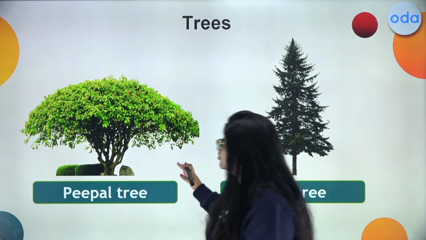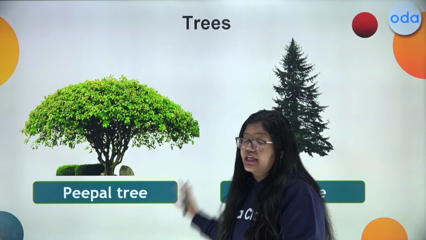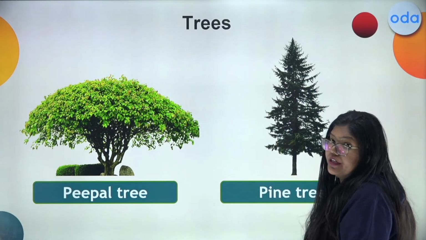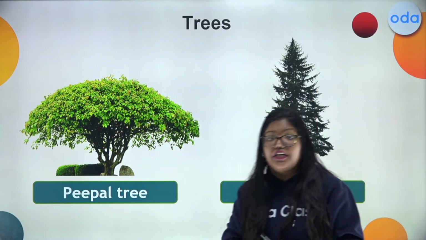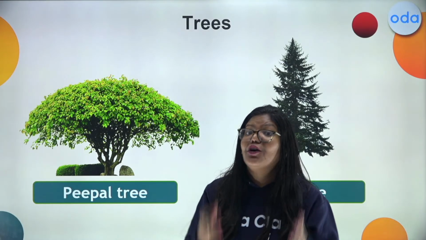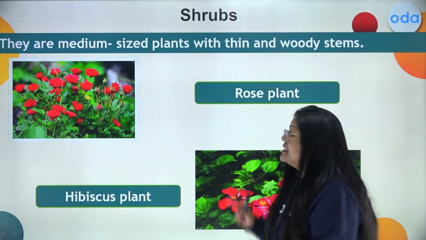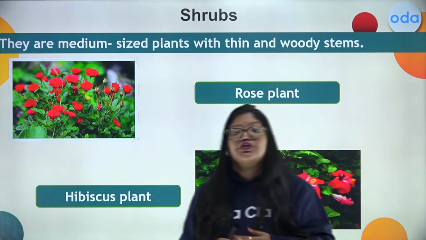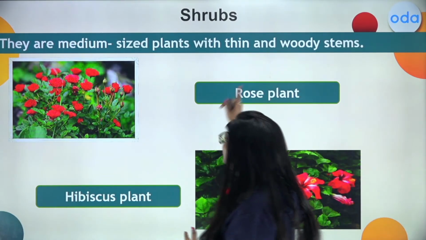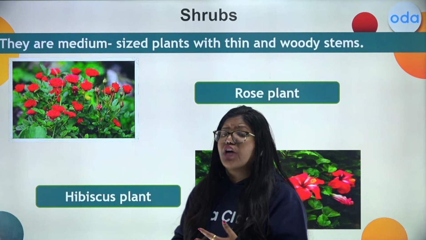Now let's discuss a few examples of trees over here. Can you see the picture? This is a peepal tree and this is a pine tree, right? The pine tree is also called the original Christmas tree, right? Okay. Now the second type of plants that we are going to discuss, children, are called shrubs. So what are shrubs, children?